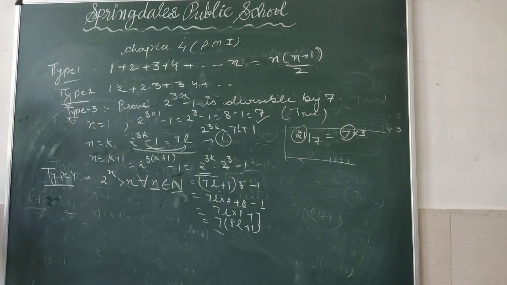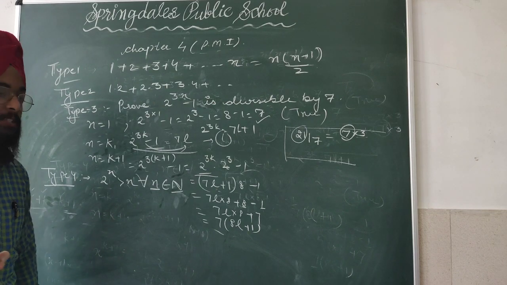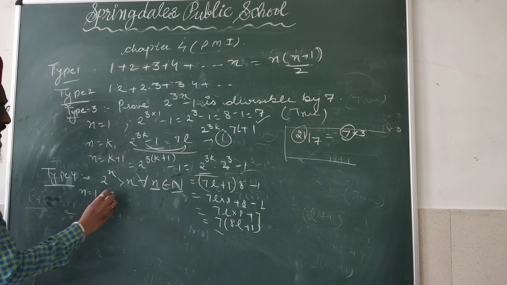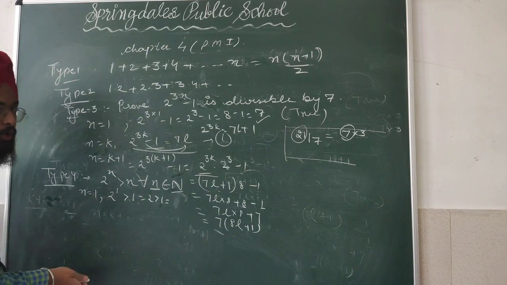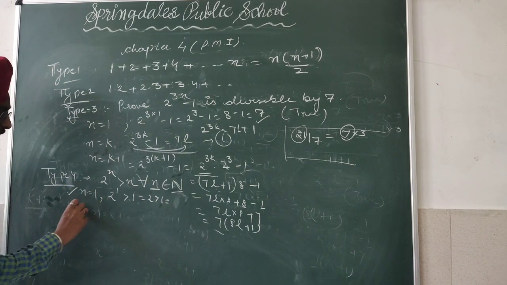Clear? You have to prove that 2^n is always greater than n, where n belongs to natural numbers. सिर्फ natural numbers की बात कर रही हो. Same cases for n is equal to 1, you have to prove 2^1 is greater than 1, that is 2 is greater than 1. It's true. 2 बड़ा होता है 1 से, so it's true. तो first condition true होगी है.